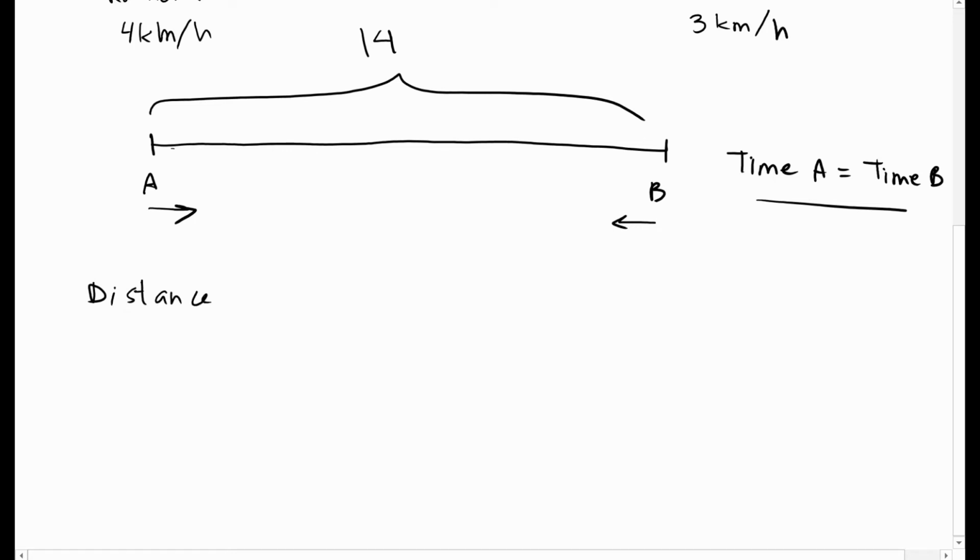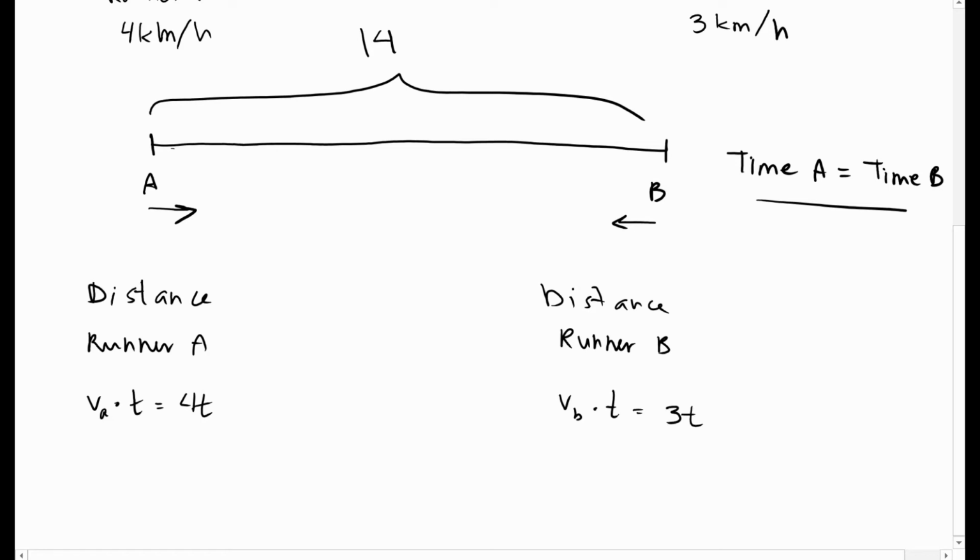The distance for runner A and runner B is just going to be equal to the speed at which runner A or runner B is running, which we can denote by V subscript A and V subscript B, multiplied by the amount of time that they run. So we know the speed for person A is 4 kilometers an hour, multiplied by some t that we do not know. Speed for runner B is 3 kilometers an hour, multiplied by the same time that we're looking for over here.